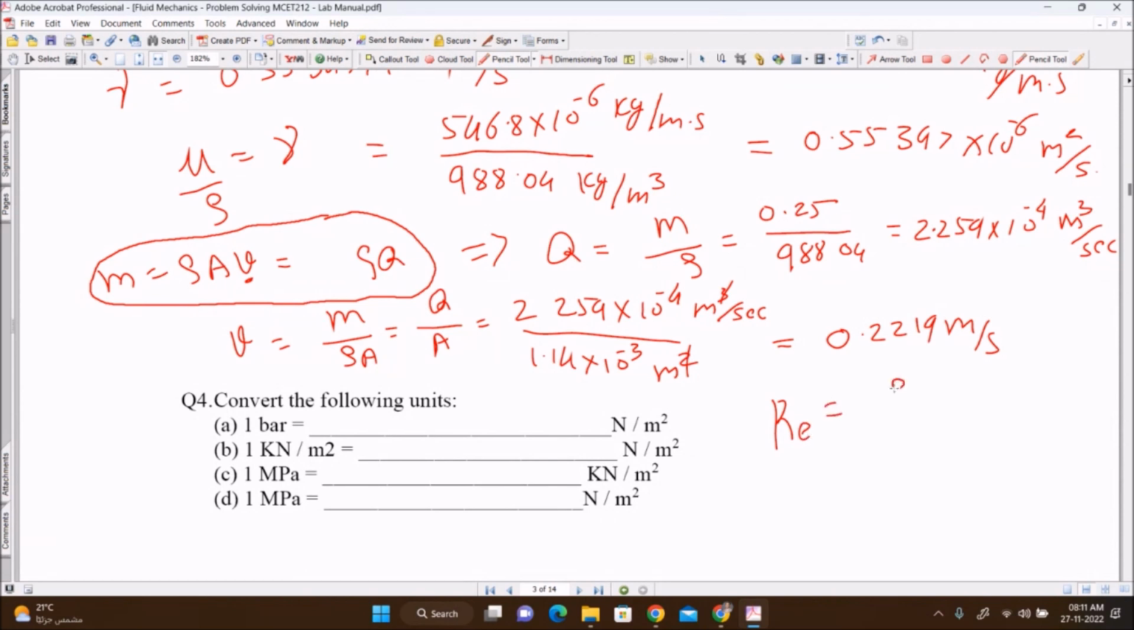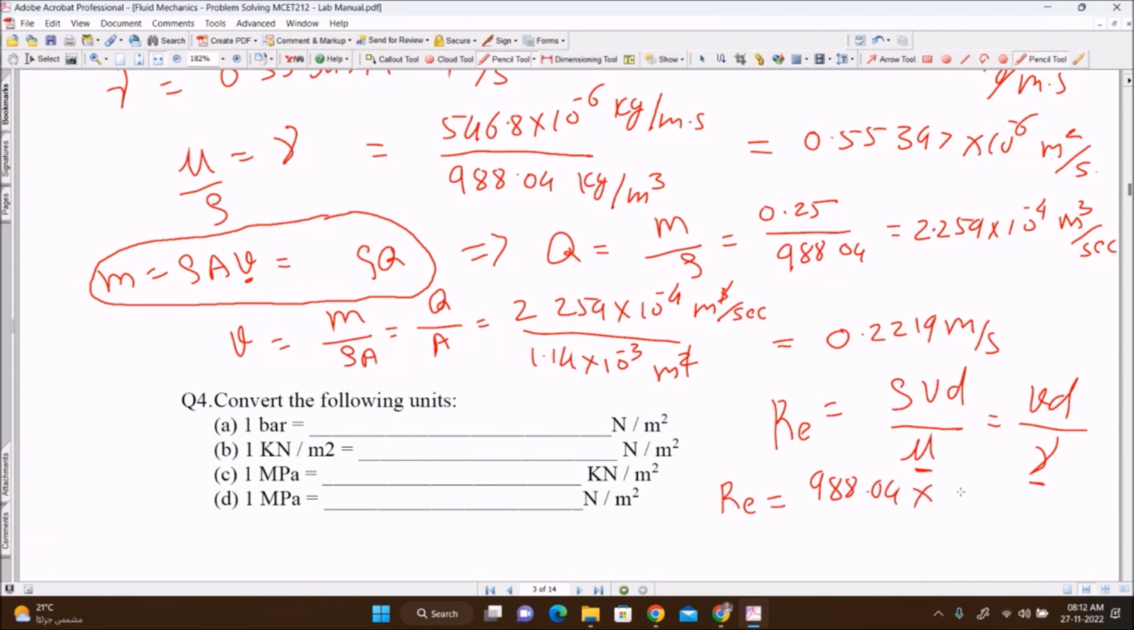Re is equal to rho V d by mu. Mu by rho is nu, the kinematic viscosity. So if dynamic viscosity is given or kinematic viscosity is given, you can use the formula. Everything is known.